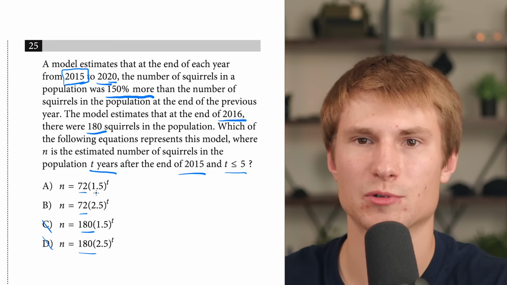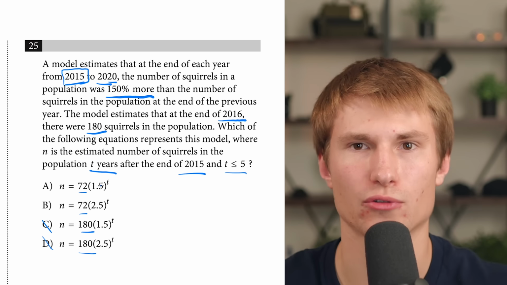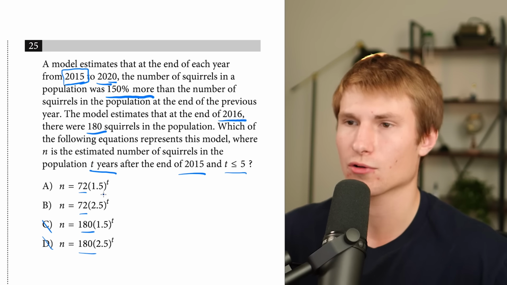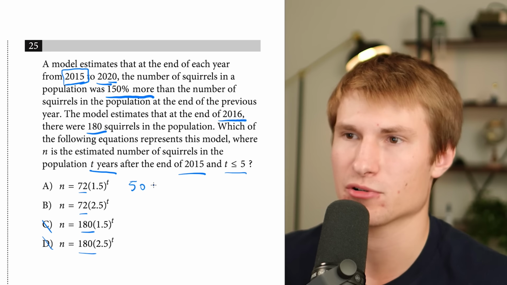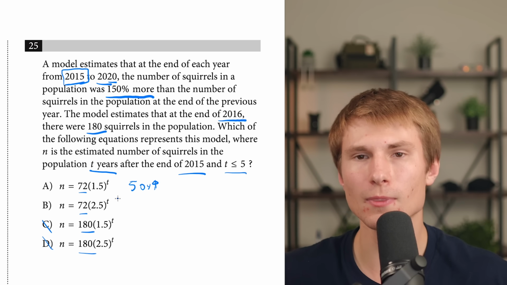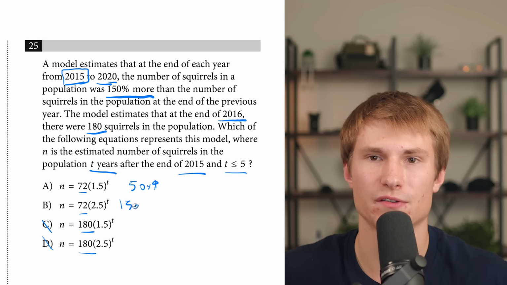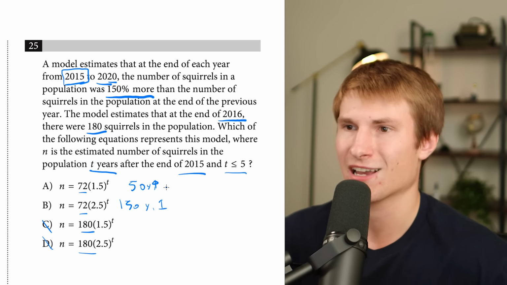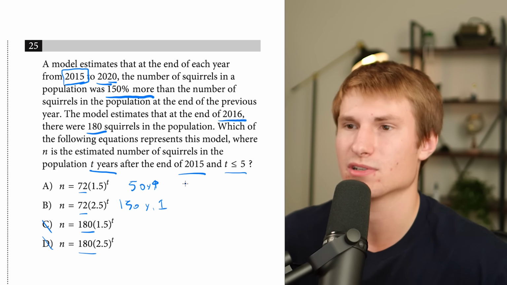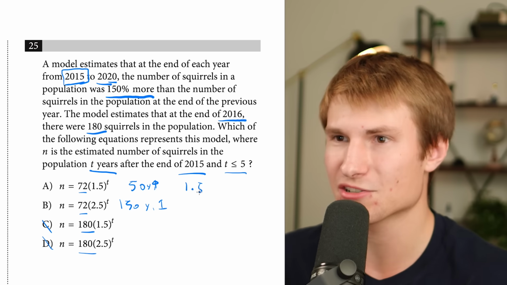Now the difference is between 1.5 and 2.5 as the growth factor. A growth factor of 1.5 would be a 50% increase every year. A growth factor of 2.5 is a 150% increase every year. Keep in mind, I guess we can just use this as an example: if it was 50% year over year, that is just 1.5, right?